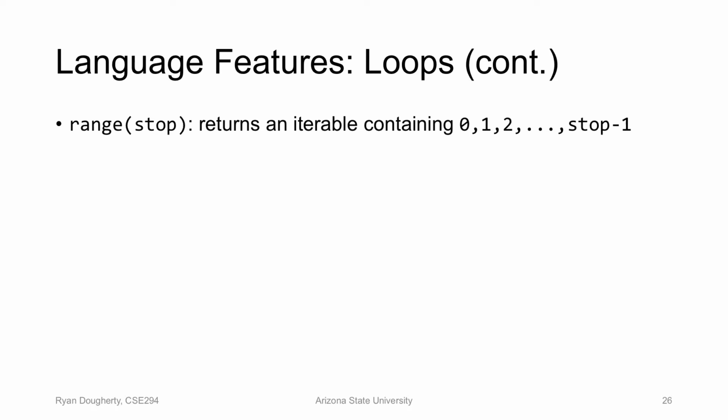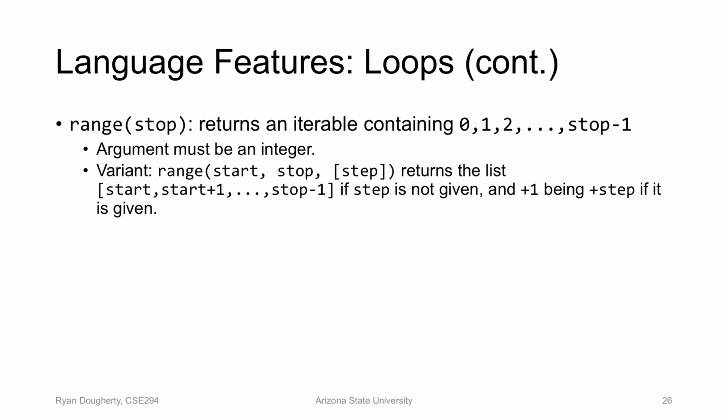Okay. So there's actually a variant of this. Instead of just passing one parameter, let's say I wanted the actual numbers, but I don't want to start at 0. Maybe I want to start at 10 or something. Well, you can provide two arguments to range where it's exactly the same semantics, but you start at the first argument. So if I pass 10, 20, it'll return an iterable from 10, 11, 12, up to 19, instead of starting at 0.